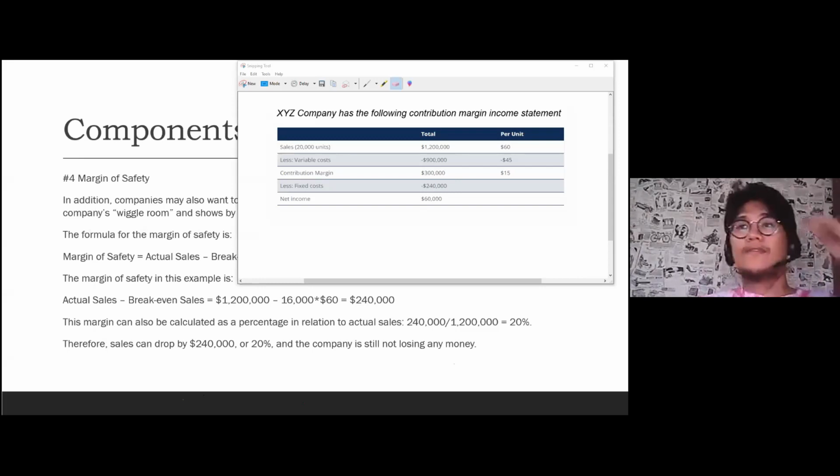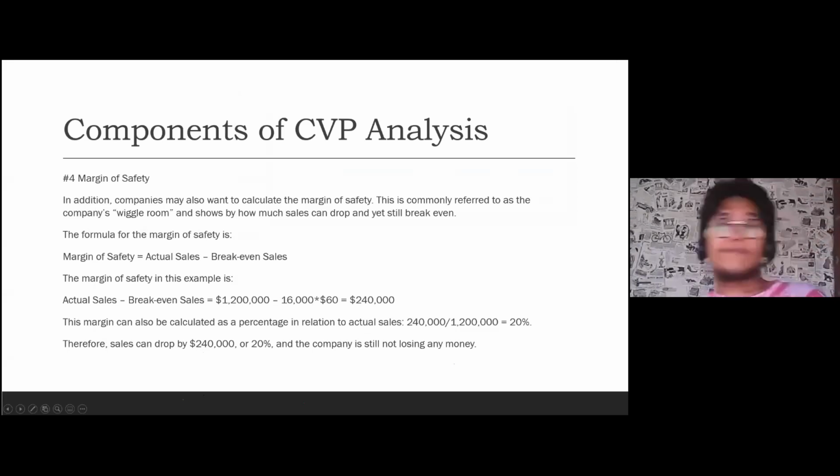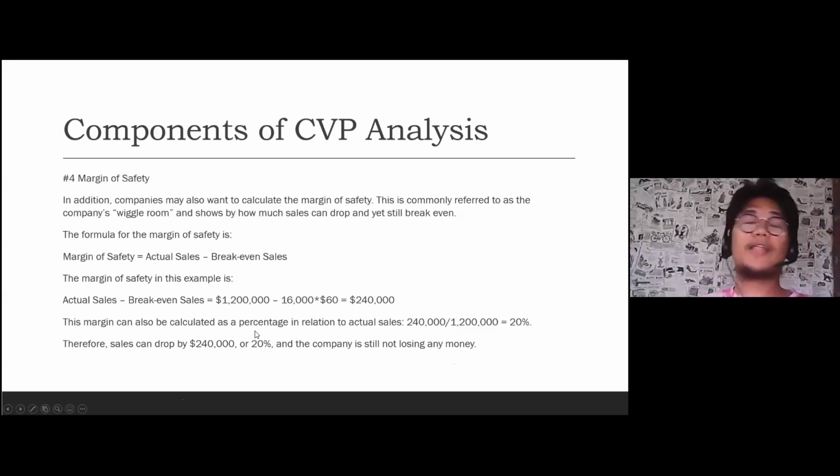Okay, very good. So nakalculate natin yan, no? By dividing your fixed cost over your contribution margin per unit. And then we multiply this by the per unit of sales, which is 60. Then we deduct the product from the actual sales. No, we can get $240,000 here. So this margin can be calculated as a percentage in relation to the actual sales.